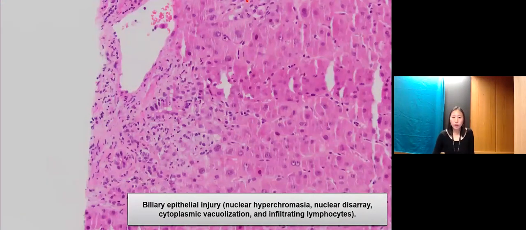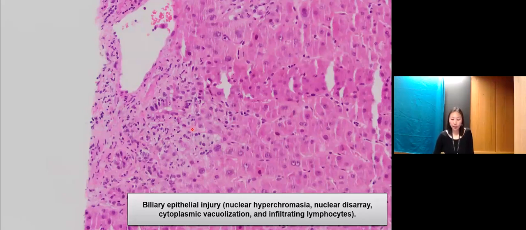The other thing that we want to look for as we're evaluating these cholestatic liver biopsies is making sure that we understand what's going on with our portal tracts. And in particular, we want to take a careful look at our bile ducts. So in this particular portal tract, I have two native bile duct profiles here, and you can see that they show clear evidence of biliary epithelial injury.